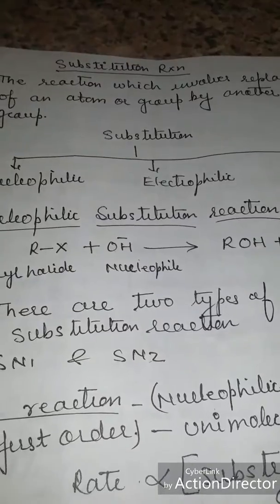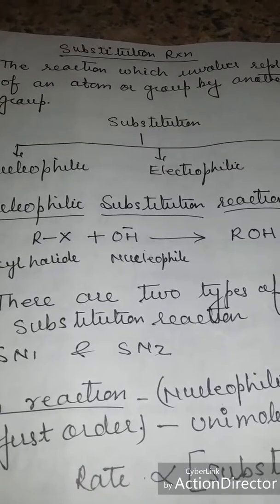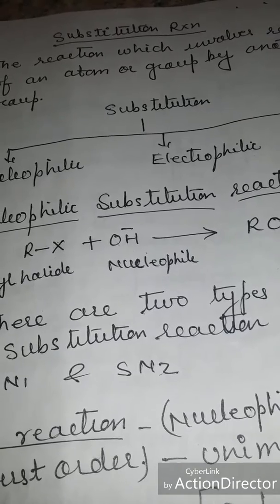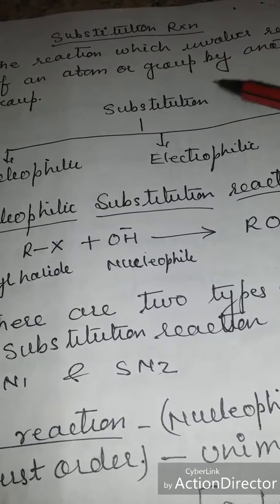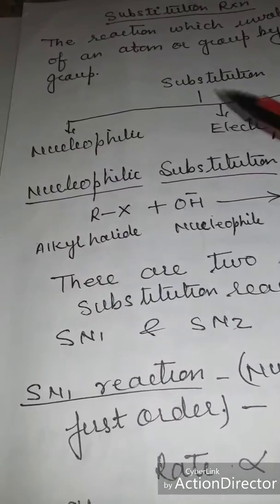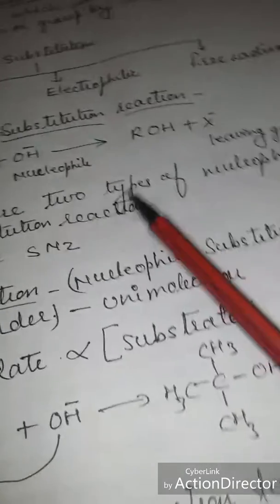Now this is negative, so this being positive, it will be attaching here, so you will be getting the required ether. Now let us talk about the substitution reactions. Substitution reaction is the reaction which involves the replacement of one atom or group by another atom or group. So substitution can be nucleophilic if a nucleophile is attacking, it can be electrophilic if an electrophile is attacking, or it can be free radical.